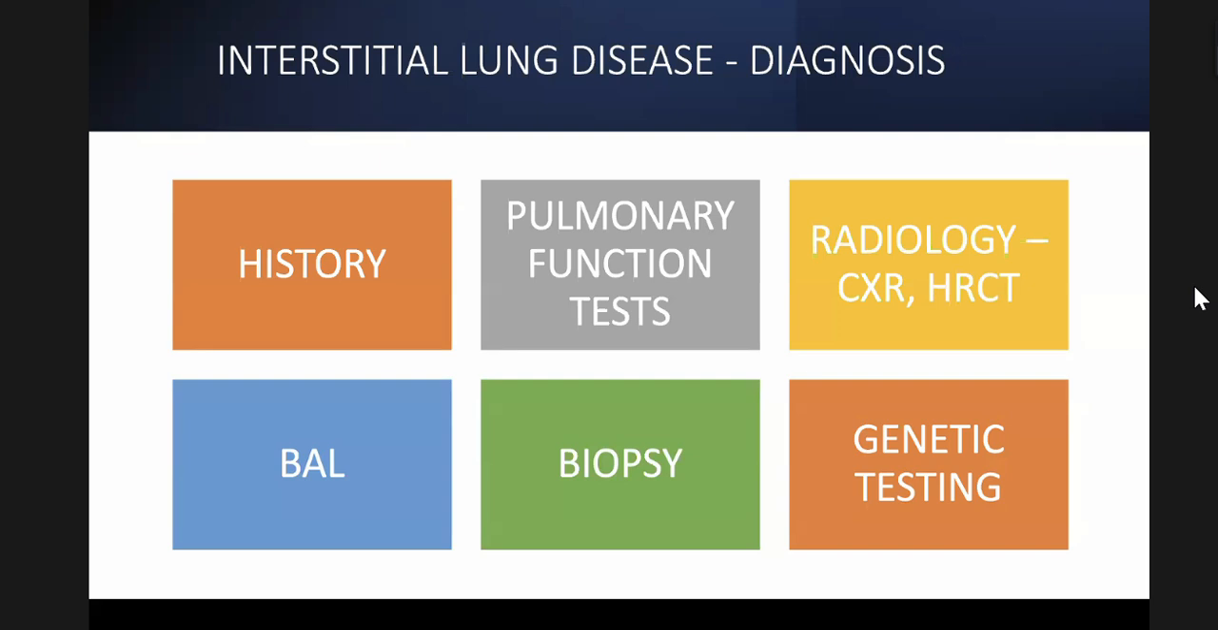BAL could be useful in a couple of ILDs like lymphocytic interstitial pneumonia, but not necessarily anything else. Biopsy is the gold standard, but getting a lung biopsy is not very easy. So if somehow we can give a clue to the diagnosis without doing a biopsy, that would be greatly useful to the clinician. And of course, there is genetic testing, which kind of confirms the diagnosis and prognosis.